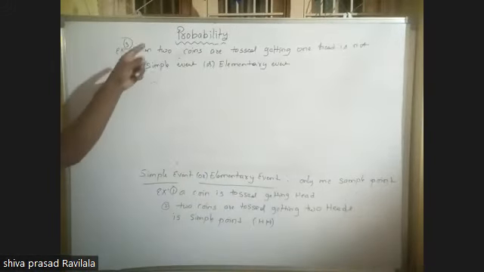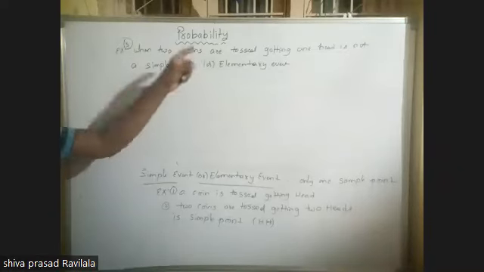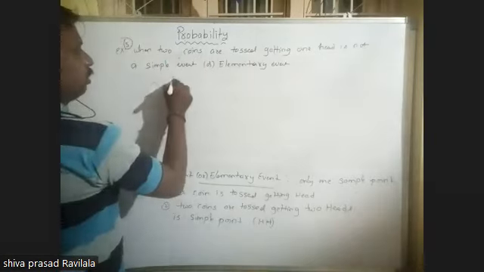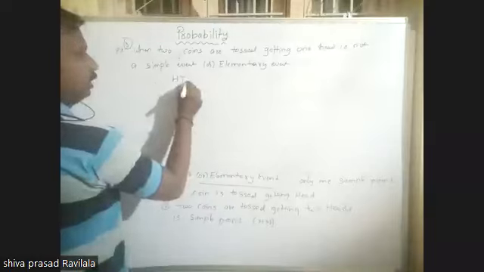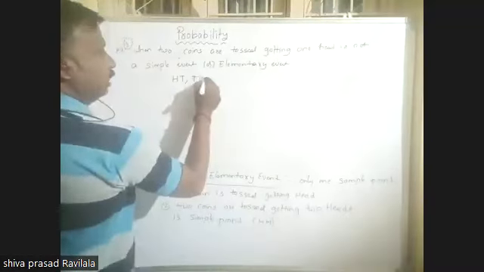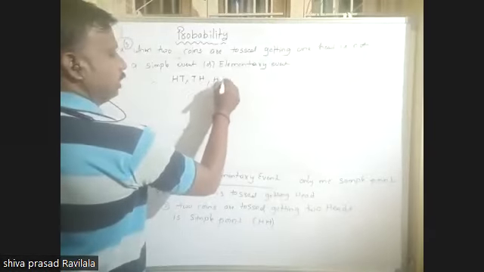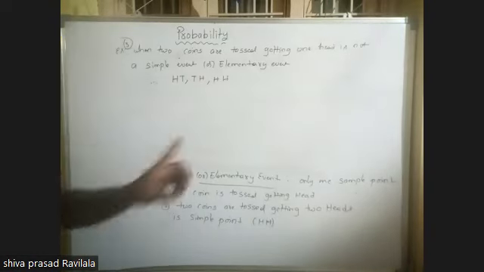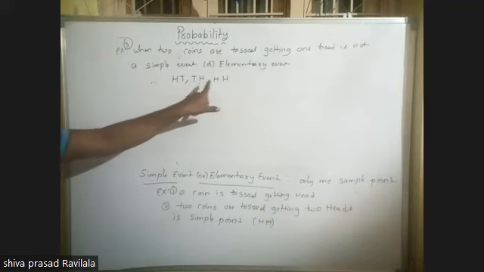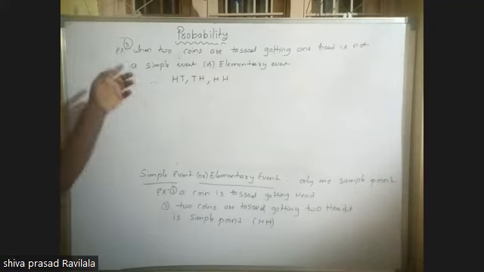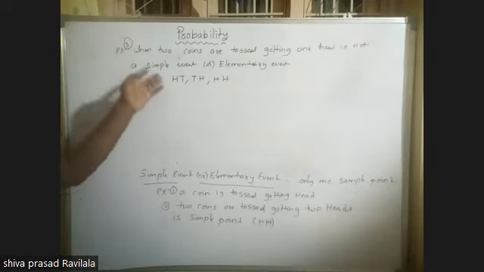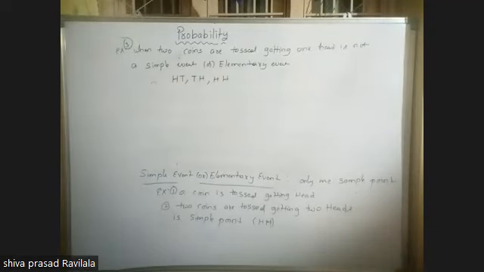And come to here. When two coins are tossed, getting one head is not a simple event. Why, sir? Getting only one head means like this: head comma tail, and the second one is tail comma head. We can take all these cases. In a simple event, we can't split; we take only one case. But here, head comma tail and tail comma head, we can't split. That is the reason when two coins are tossed, getting one head is not a simple event. These are said to be compound events or mixed events.